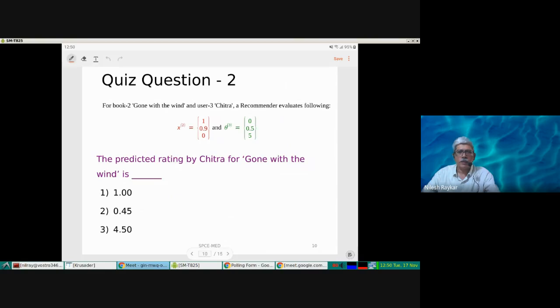which will just make you understand what we are doing here. So what we discussed just now, based on that. For the same case, for the second book, the feature vector is given, and for user 3, the user profile, user parameter vector is given. So you want to predict what rating Chitra will give for the Gone with the Wind book.